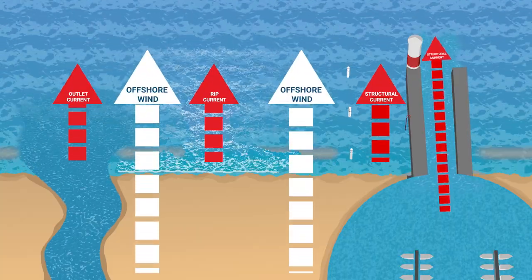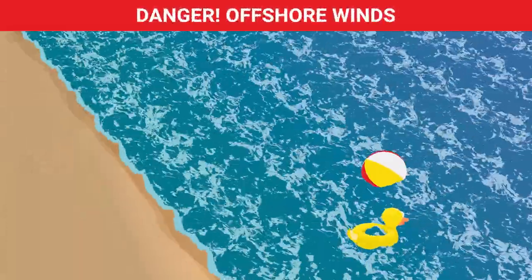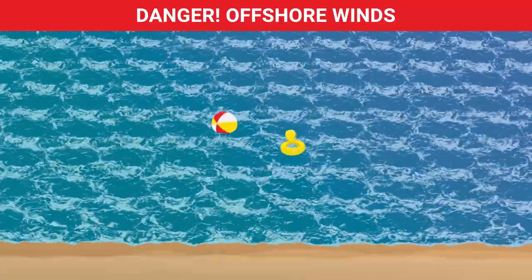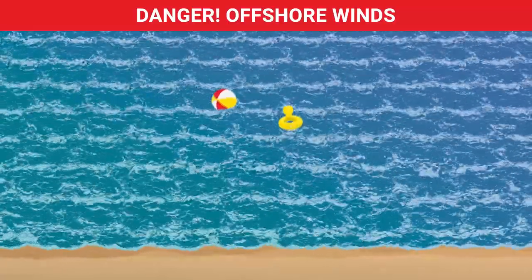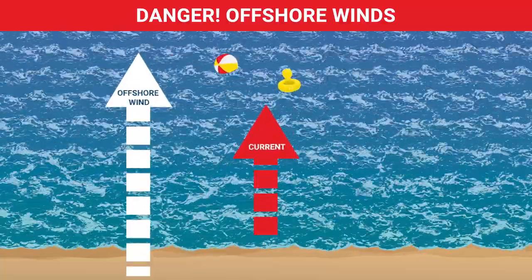Offshore winds and side offshore winds blow from the land out to the open water. Anything that floats on the surface can get blown far and fast offshore. Footballs, beach balls, inflatable rafts, kayaks, stand-up paddle boards, anything that floats can go far and fast offshore into deep water.